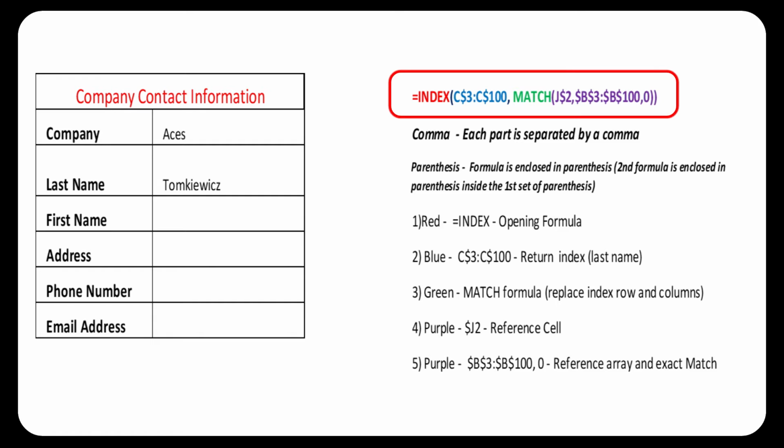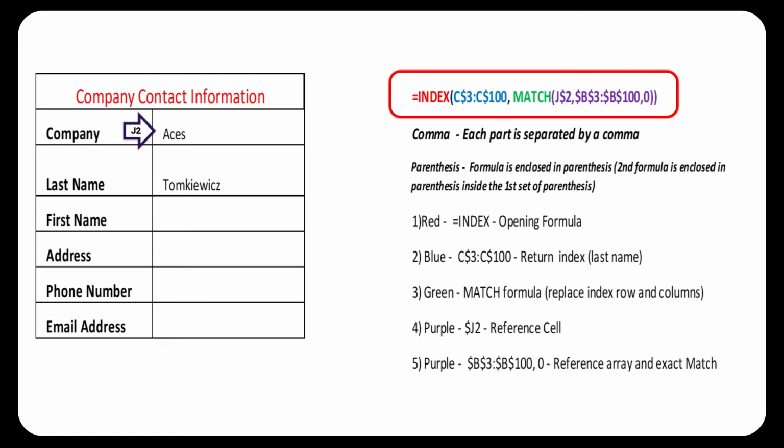Number 4 is purple in J2. Now this is the cell that we will reference and return the coinciding value based on the content inside of cell J2. Number 5, also purple, is the array where we will find the reference for J2. And of course the 0 tells Excel that we would like an exact match return.